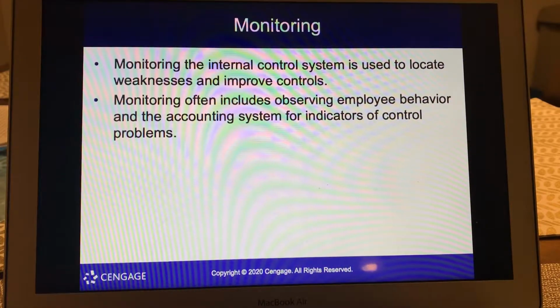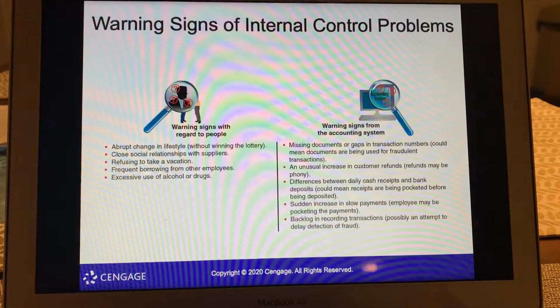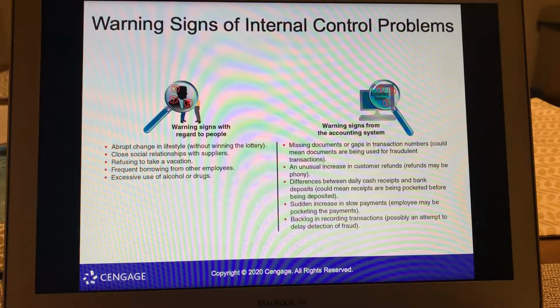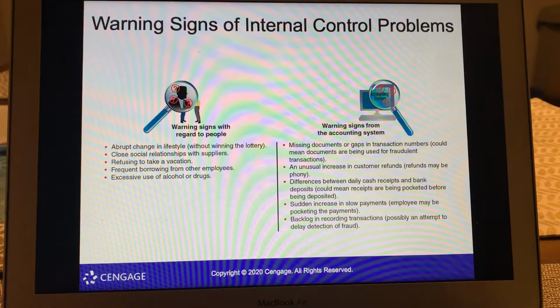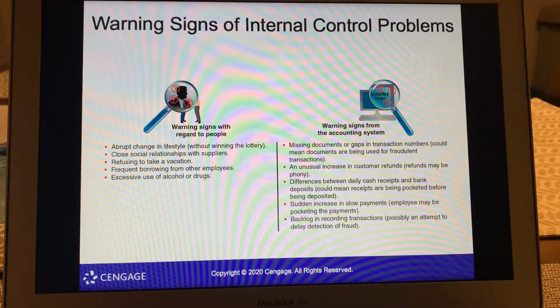Monitoring the internal control system is used to locate weaknesses and improve controls. Monitoring often includes observing employee behavior and the accounting system for indicators of control problems. Warning signs of internal control problems. So these are a couple of signs: abrupt change in lifestyle, close social relationship with suppliers, refusing to take a vacation, frequently borrowing from other employees.